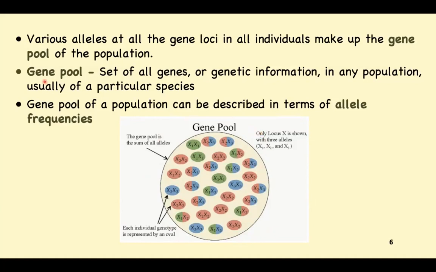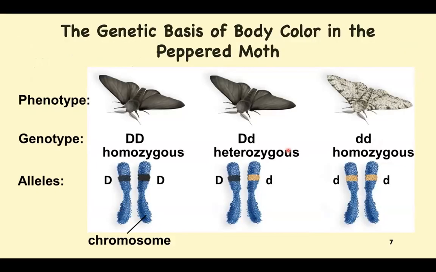So, when you see the definition, it is set of all genes or genetic information in any population, usually of a particular species. So, gene pool of a population can be described in terms of allele frequency. So, kalau kat sini you can see allele dia ada X1, ada X2, ada X3. Okay, let's go into detail on that. Okay. So, kalau dalam modul, dia guna contoh peppered moth.